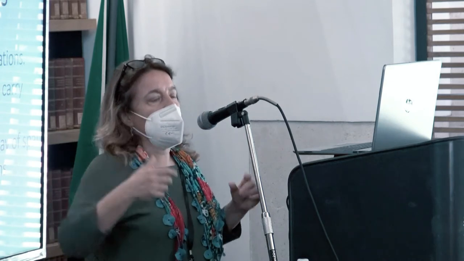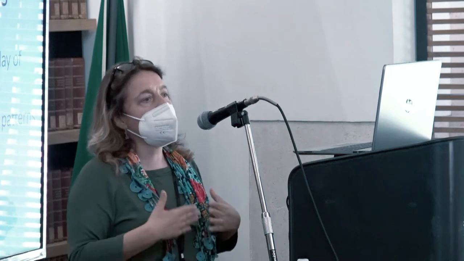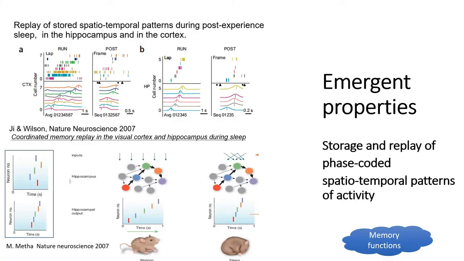If you look at the upper part of the slide, the activity during runs or during the task of the cortex, and on the right, hippocampus activity, you see that the same precise temporal ordering of the spikes is reproduced during sleep. In the sleep after the task, you see the same temporal pattern, and so people think that not only the rate, so which neuron is spiking, but also when it is spiking is important for coding information, and for coding information in memory as a memory pattern.